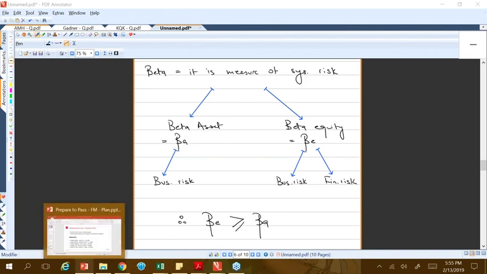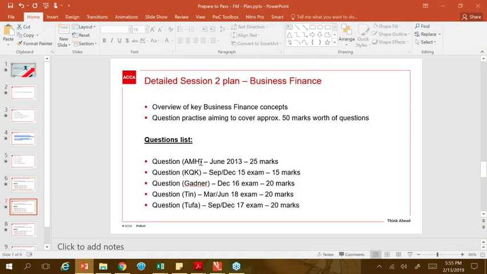Can I take you to the AMH question from the June 13 exam? I've taken this question from a few years ago, which I think is a really good question to practice for the upcoming exams because it uses 4 sources of finance. The AMH question, June 13, is for 25 marks.